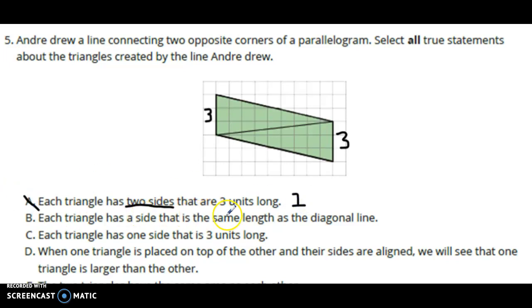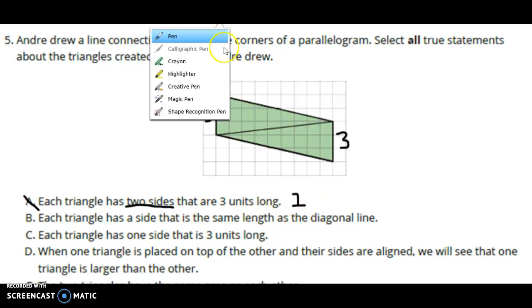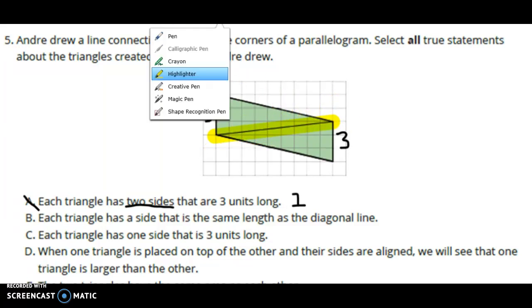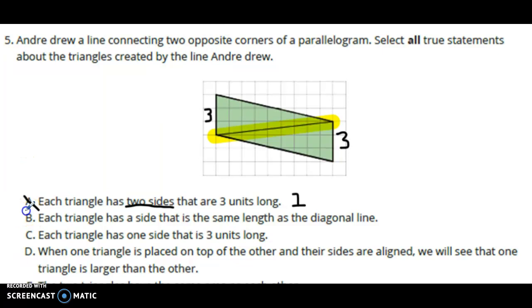Each triangle has a side that is the same length as the diagonal line. So the diagonal line, I'm going to highlight it, is right here, the one that's separating the two. Is that a length of the triangles? Yeah, that is one of the sides of the triangles. So B is correct. Each triangle has 1 side that is 3 units long. We already discussed that in response to A, so C is correct.